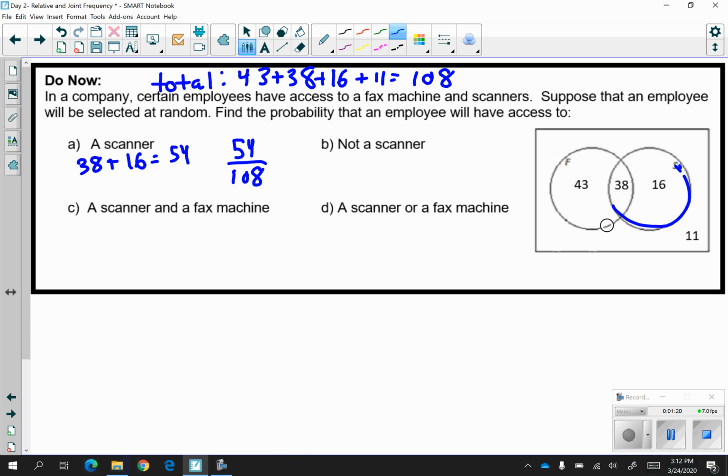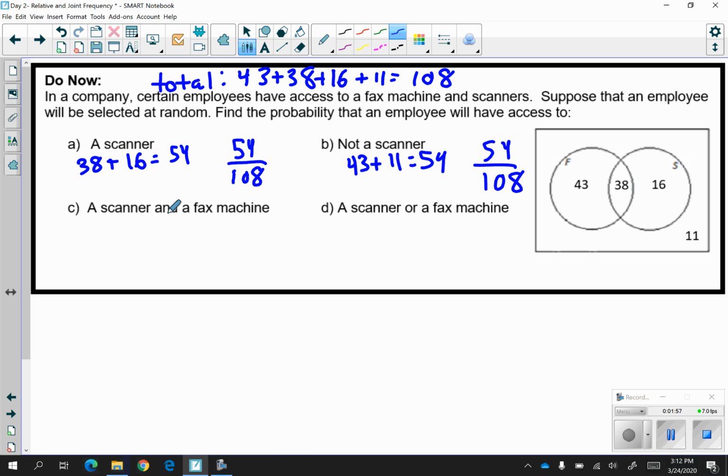Now going on to not a scanner. Not a scanner represents everything outside of the circle. And outside of the circle is going to be the 43 and the 11. That's going to give us 54 people. So still, your probability is 54 over 108. So you can see that the probability of A and B happening are equally likely because they have the same exact probability, so they have an equal chance.